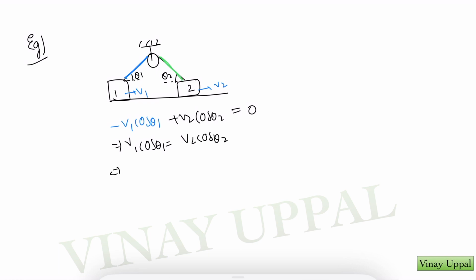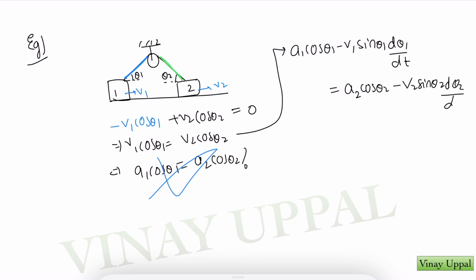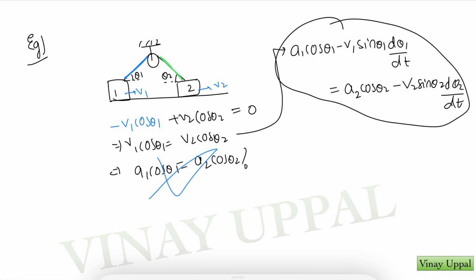Can I write A1 cos theta1, by differentiating, is equal to A2 cos theta2? This is wrong because when I differentiate this equation, I'm differentiating V1, but theta is also changing. So I'll have to use the product rule. So I'll have minus V1 sin theta1 d theta1 by dt. And similarly on the right hand side, I'll have the derivative of V2, A2, minus V2 sin theta2 d theta2 by dt. I've just differentiated cos theta1 and cos theta2 with respect to time. So this will be the relation between accelerations.